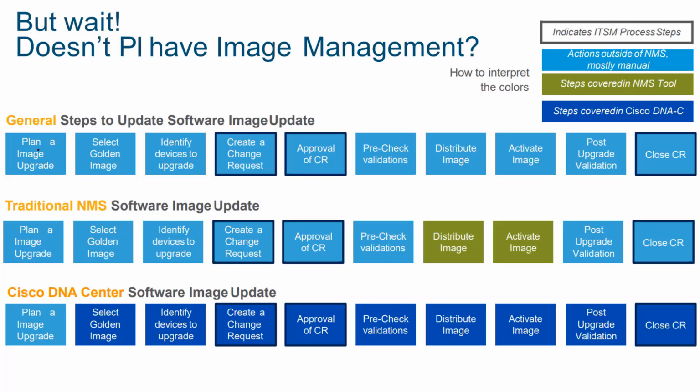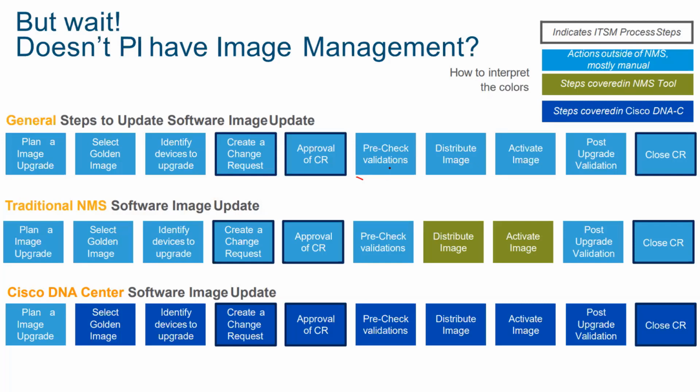So usually you plan the image upgrade, you select your golden image, the best image you need for that platform. Then you need to go manually to your inventory and look at what devices have what image, and you decide which devices need that upgrade. Companies which have change management control need to create a change request. Someone will look at it and approve it. At that point, you can start your change. And here you're going to do pre-check validations.